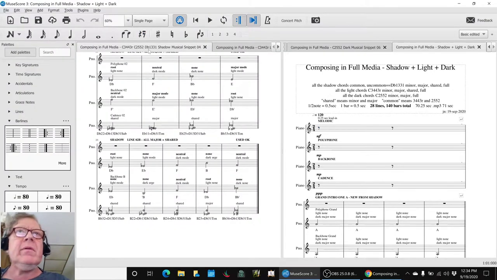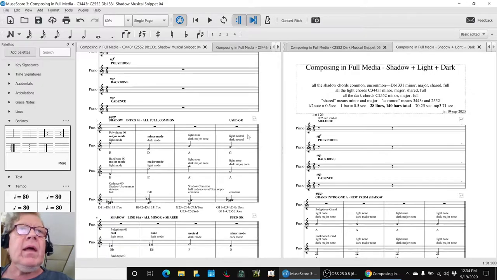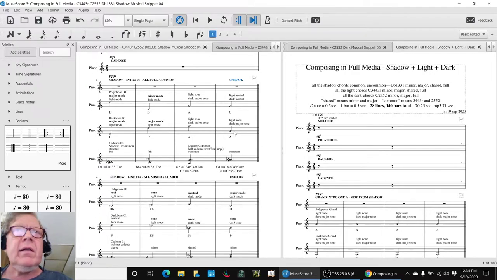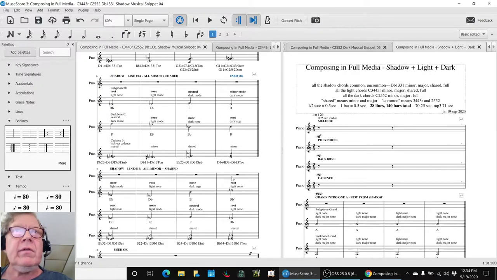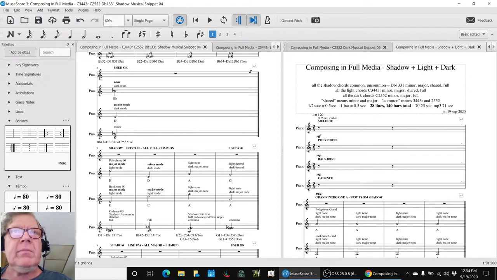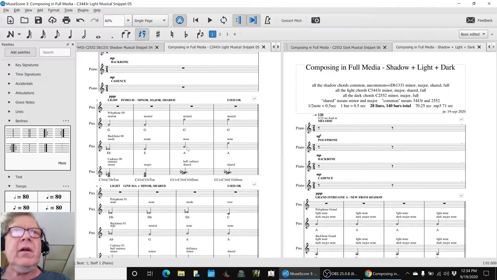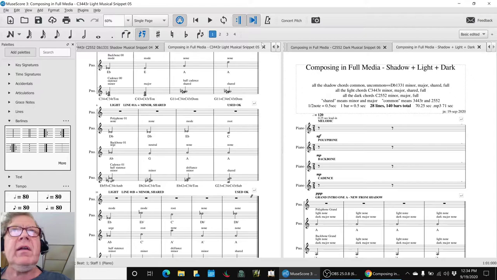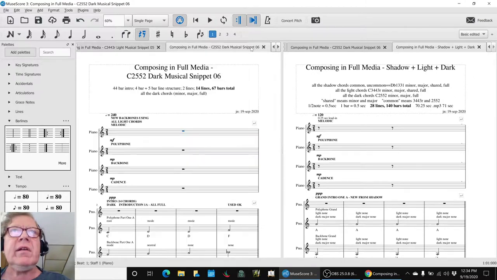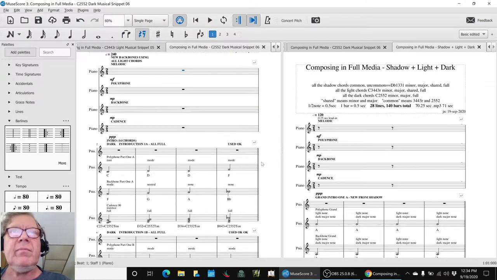As an example, this was music snippet 4. And this line got used, this line got used, that line got skipped, this line got used, and so forth and so on. In this musical snippet number 5, all of the lines were used, and in musical snippet number 6, all of the lines were used.